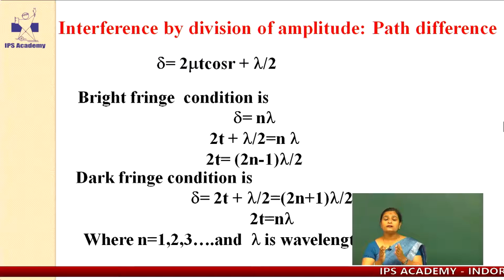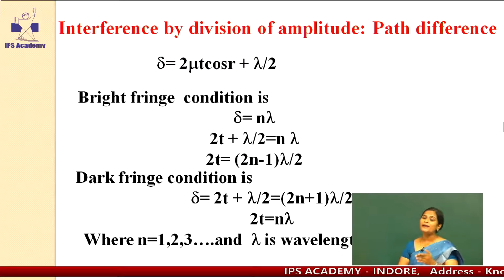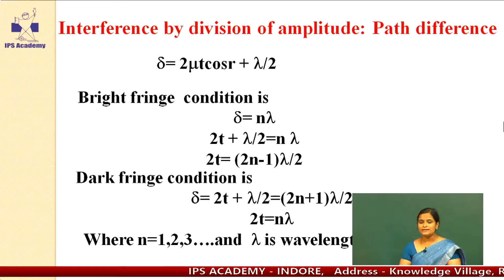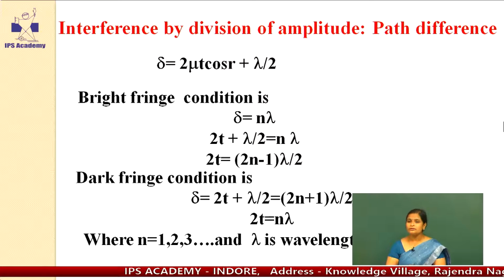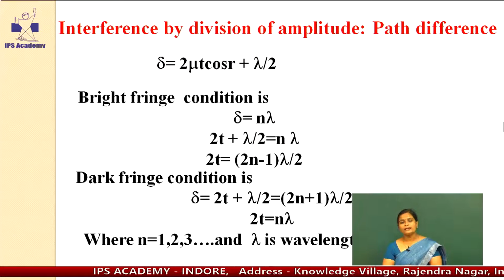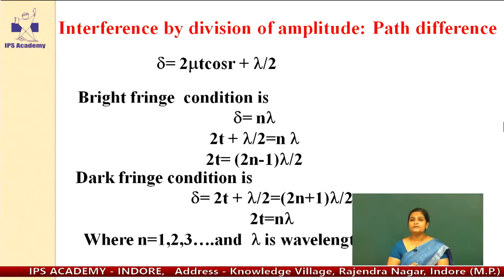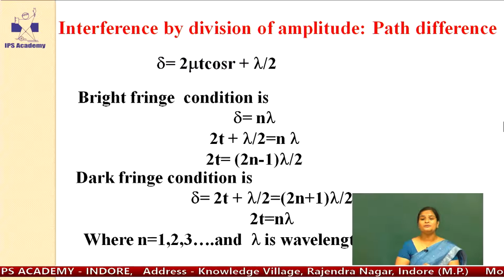The lights which are interfering with each other have a path difference between them, and this path difference is denoted by delta here, that is 2 mu t cos r plus lambda by 2. Mu is the refractive index, t is the thickness of the film, r is the angle of refraction, and lambda is the wavelength of light used. So this delta is known as the path difference between the two interfering beams.